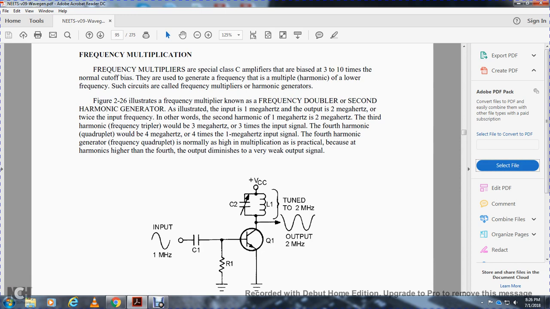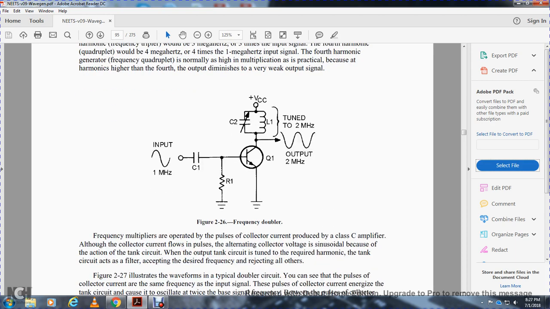Figure 226 illustrates the frequency multiplier known as the frequency doubler, or second harmonic generator, with an input of 1 megahertz and an output of 2 megahertz, twice the input frequency. In other words, second harmonic: 1 megahertz, 2 megahertz. The third harmonic, a frequency tripler, will be 3 megahertz, 3 times the input signal. The fourth harmonic, a quadrupler, will be 4 times the 1 megahertz input signal. Multiplication normally becomes difficult, particularly at harmonics higher than the fourth, because the output is diminished to a very weak signal.